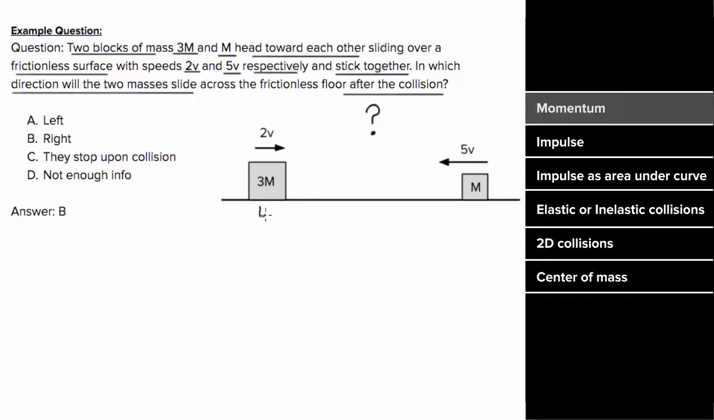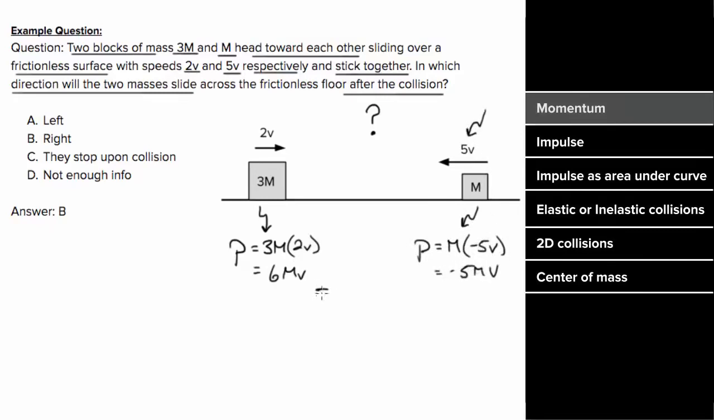So the momentum of the 3m mass is going to be the mass, which is 3m, times the velocity, which is 2v. So we get a momentum of 6mv. And the momentum of the mass m is going to be the mass m times the velocity, which is negative 5v. Momentum is a vector, so you can't forget the negative signs, which gives a momentum of negative 5mv. So the total initial momentum of this system would be 6mv plus negative 5mv, which is 1mv, and that's positive, which means the total momentum initially is to the right. And that means after the collision, the total momentum will also have to be to the right. And the only way that could be the case if these two masses join together is for the total combined mass to also move to the right.